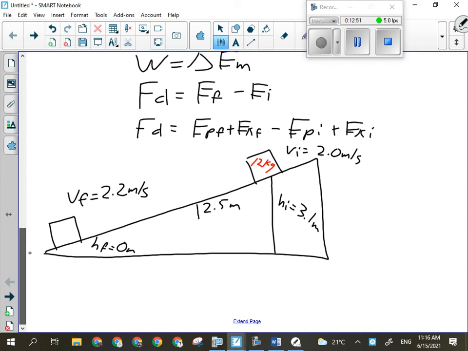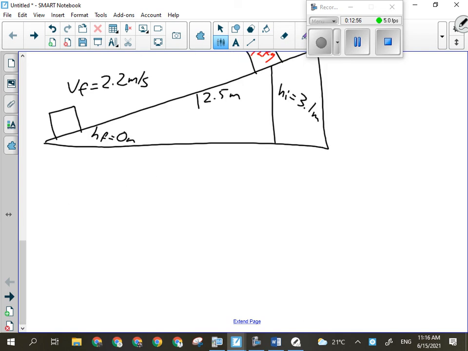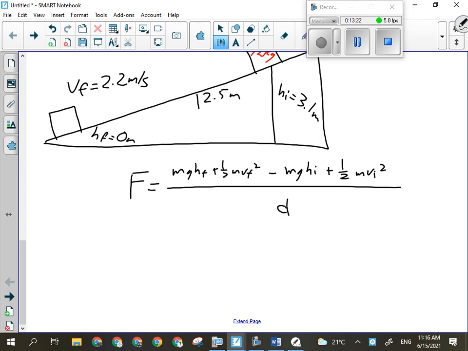Okay, so all we have to do is basically fill in our numbers for the rest of this. So what we're going to have here is the force of friction is going to equal the change in energy divided by distance. So that will be m times g times h final plus 1/2 m v final squared minus m g h initial plus 1/2 m v initial squared, and then divide that by d. Okay, that's what we're going to be looking at for a formula. We just have to plug in all the numbers.